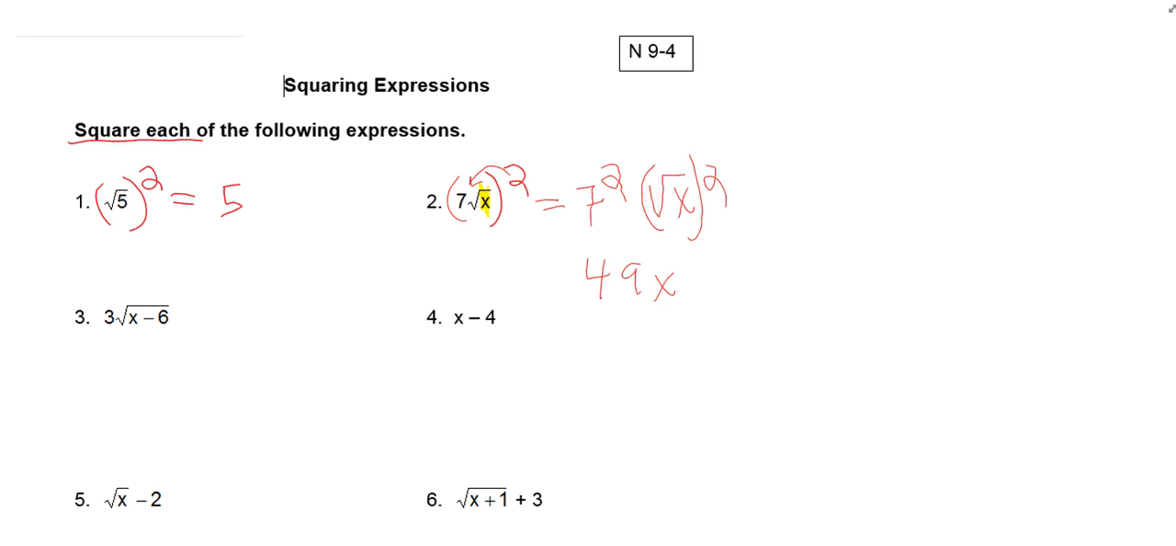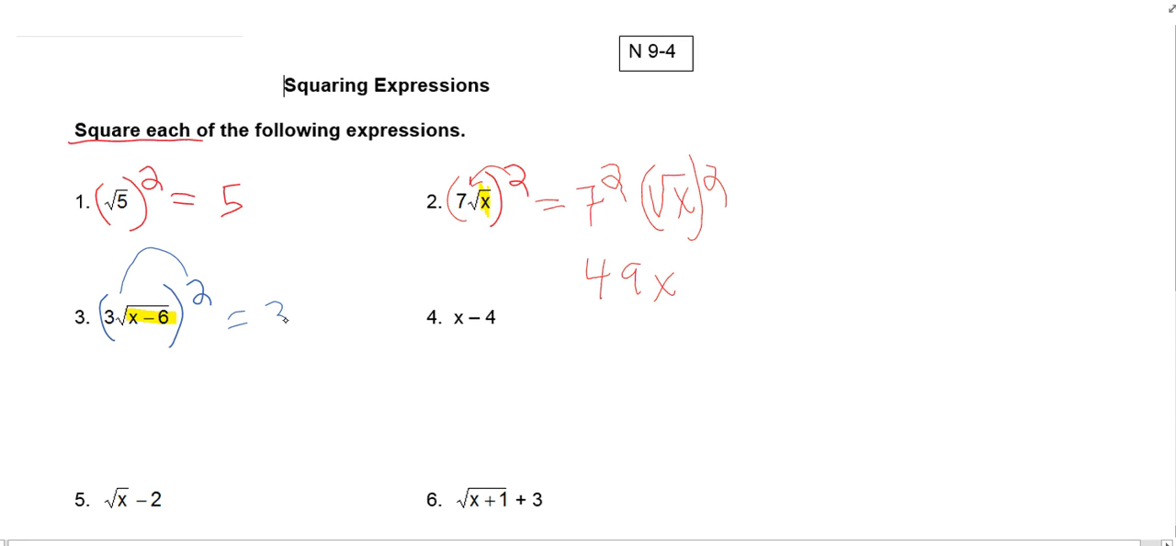Let's take a look at number 3. Number 3, we're squaring 2 terms again. It makes no difference that on this one we have a variable minus a constant in there. It's not going to change anything as far as our order of operations. So just remember, we're going to distribute 3 squared, which is going to give us 9. And then we're going to take x minus 6, that quantity, whoops, and square that.